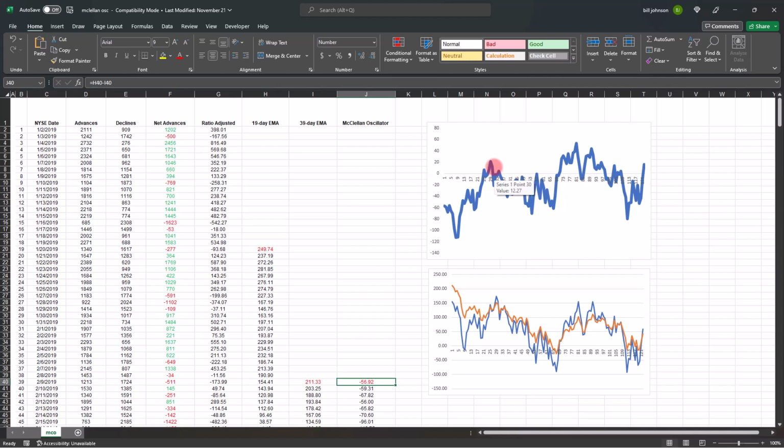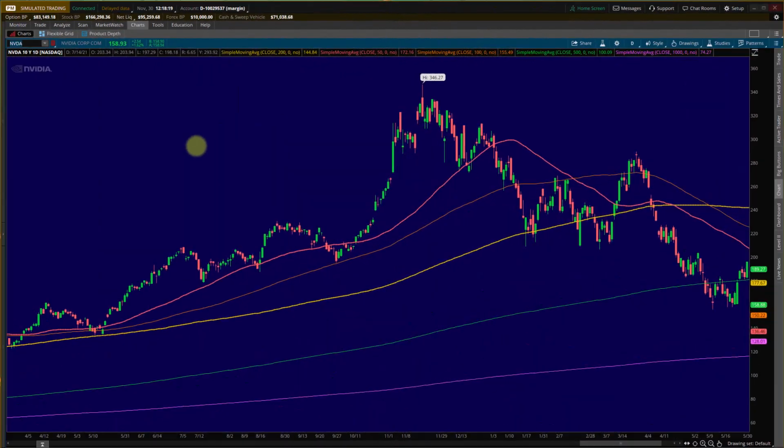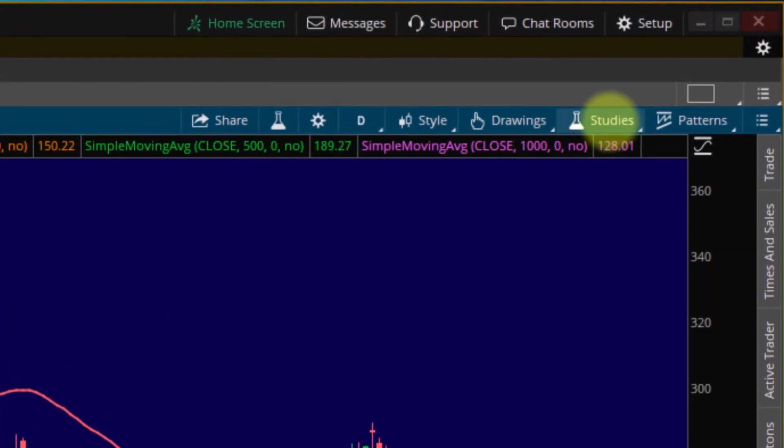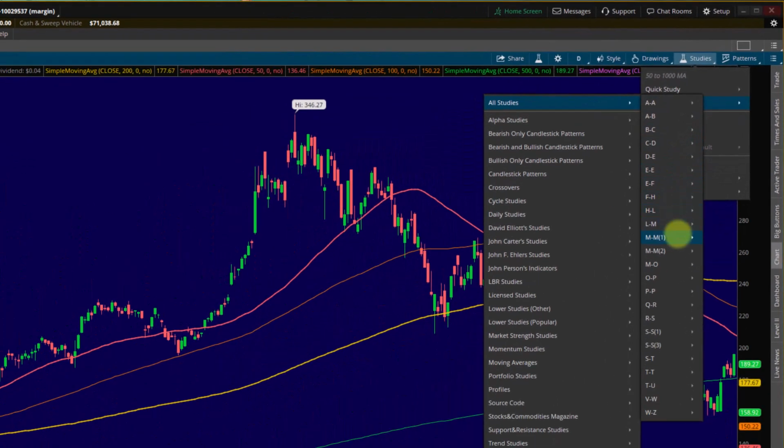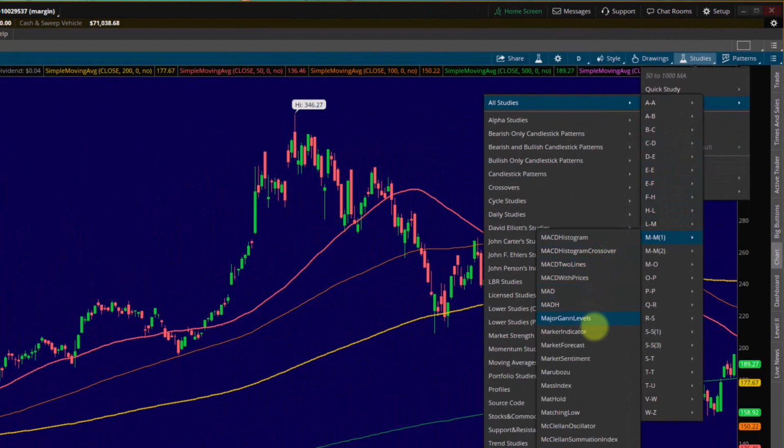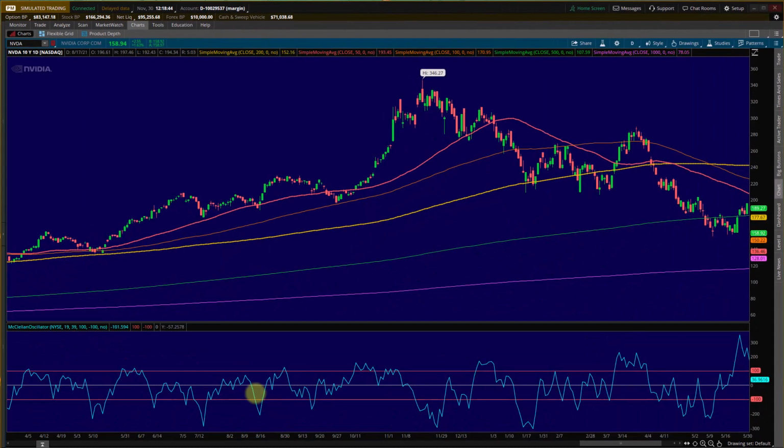So let's jump over to the thinkorswim platform and take a look at how to put the McClellan oscillator on your platform. All right, so now we're into the thinkorswim platform, and I'm only going to show how to put the McClellan oscillator in thinkorswim because, at least at this time, E-Trade does not allow it. So for those of you on TOS, here's the way you do it. Come up here to Studies, go to Add Study, All Studies, and you're going to find it right under this menu. So right down here is the McClellan oscillator. Left mouse click there, and there it is.